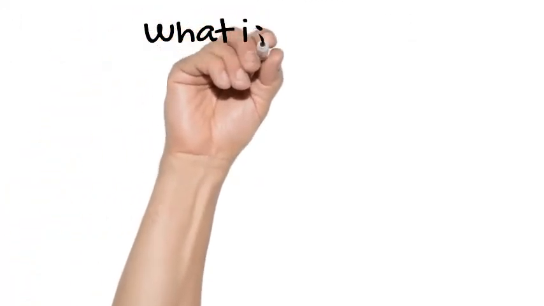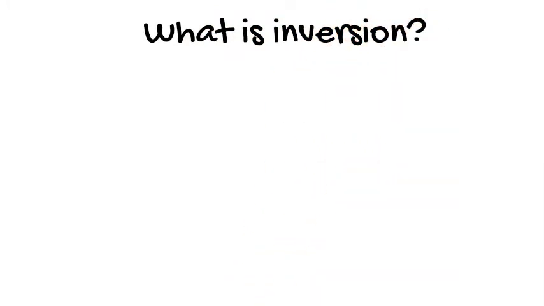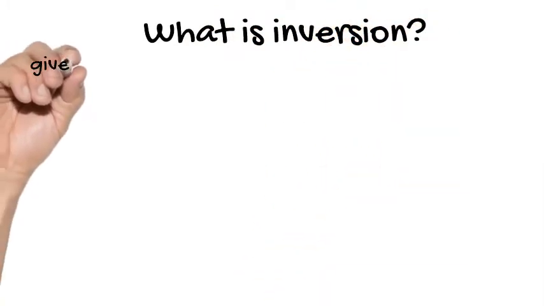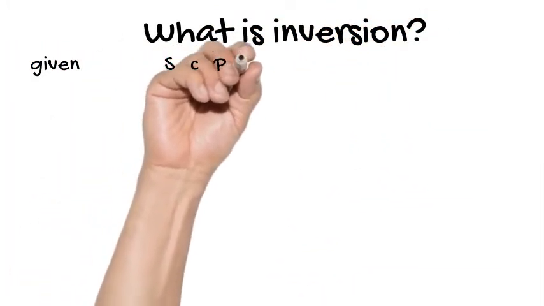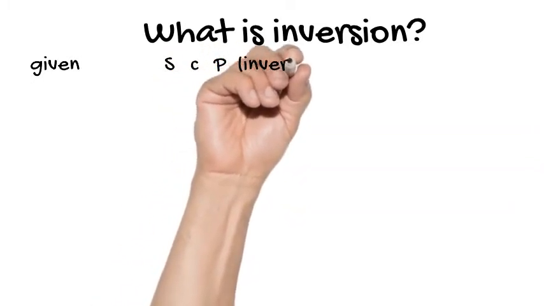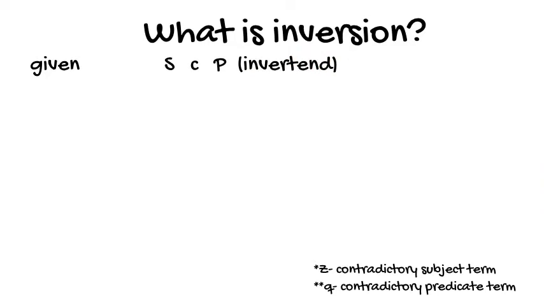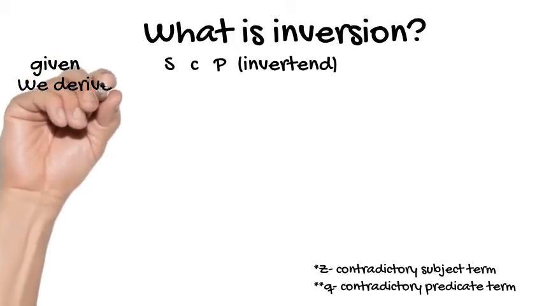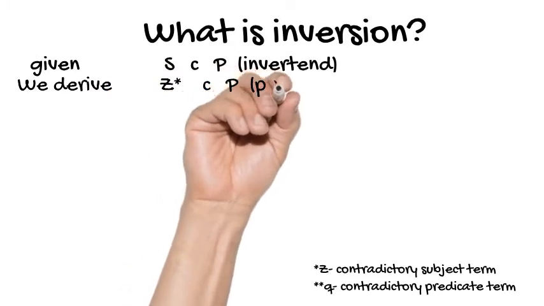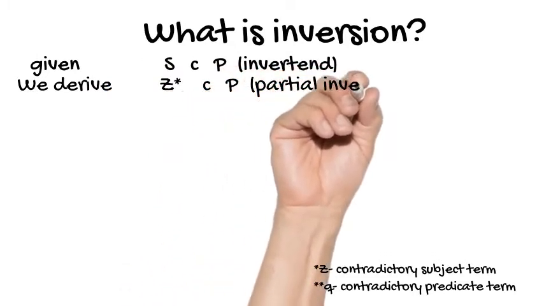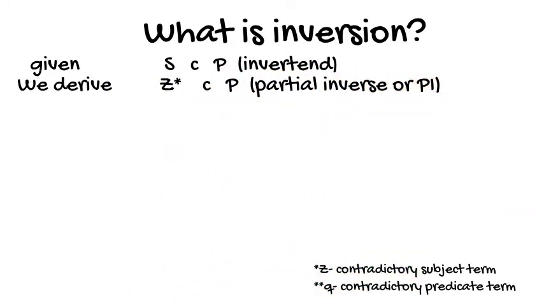To begin with our discussion, let us define inversion using the template of inversion. In inversion, the given proposition is called the inverted. Then you have the given subject, copula, and the predicate. If you're going to invert this given proposition, then you'll have contradictory subject term, copula, and predicate. And this is for the partial inverse.